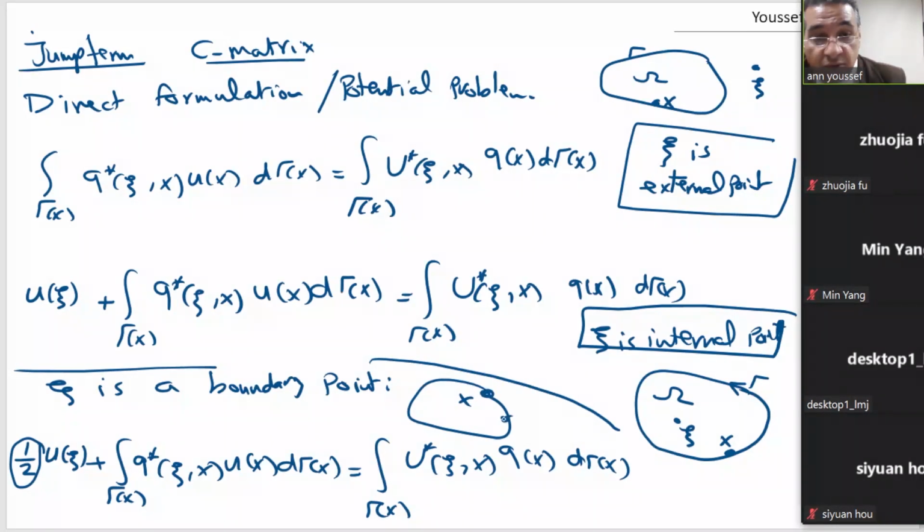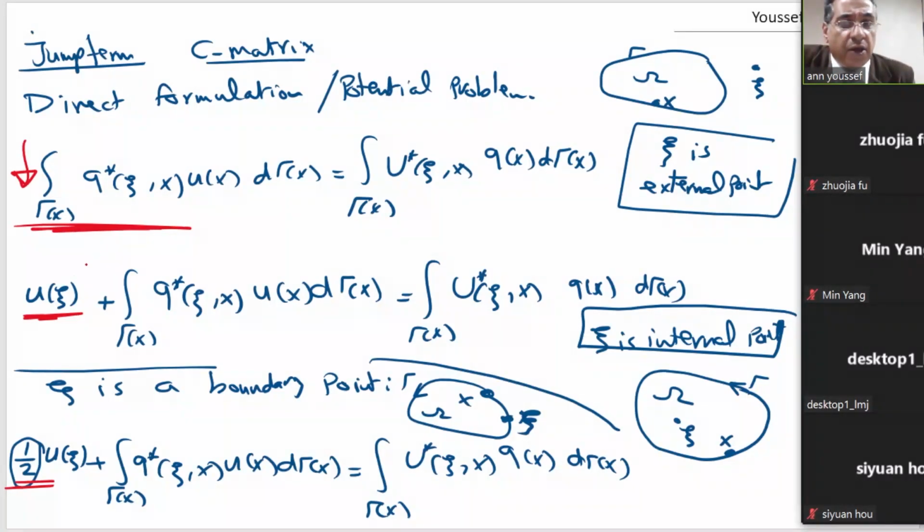Here we have x and we have xi. Sorry, this is xi, and this is omega, and this is gamma. So when the point xi is a boundary point, we will have this term, the 1/2. Practically, either this half will appear here, or it will appear with a negative sign on the other side, and whether it comes from the regular equation or from the internal point equation, you will end up with 1/2 when xi is on a smooth boundary.